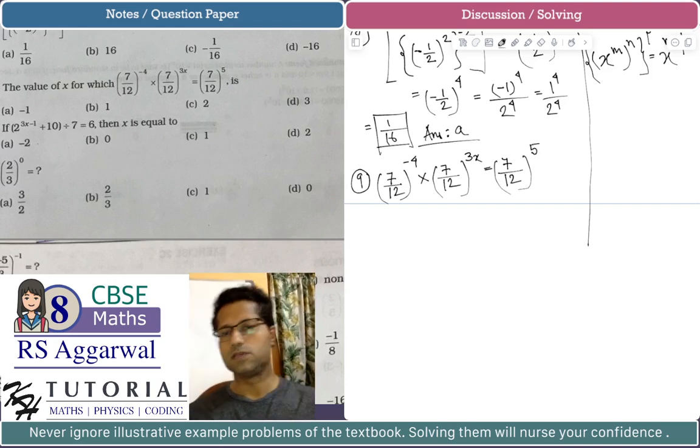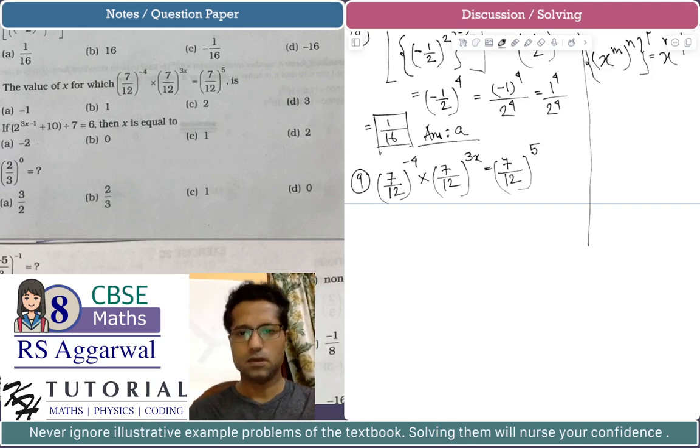Now for solving these kind of problems, in general the unknown will be in the power, and whatever expression you have on the left hand side and the right hand side, you have to convert both into the form of exponents where the base will be same. In this case we can see the base is 7 by 12. The base will be same on both sides of the equality, and then we will equate the powers, and from there we can solve for x.